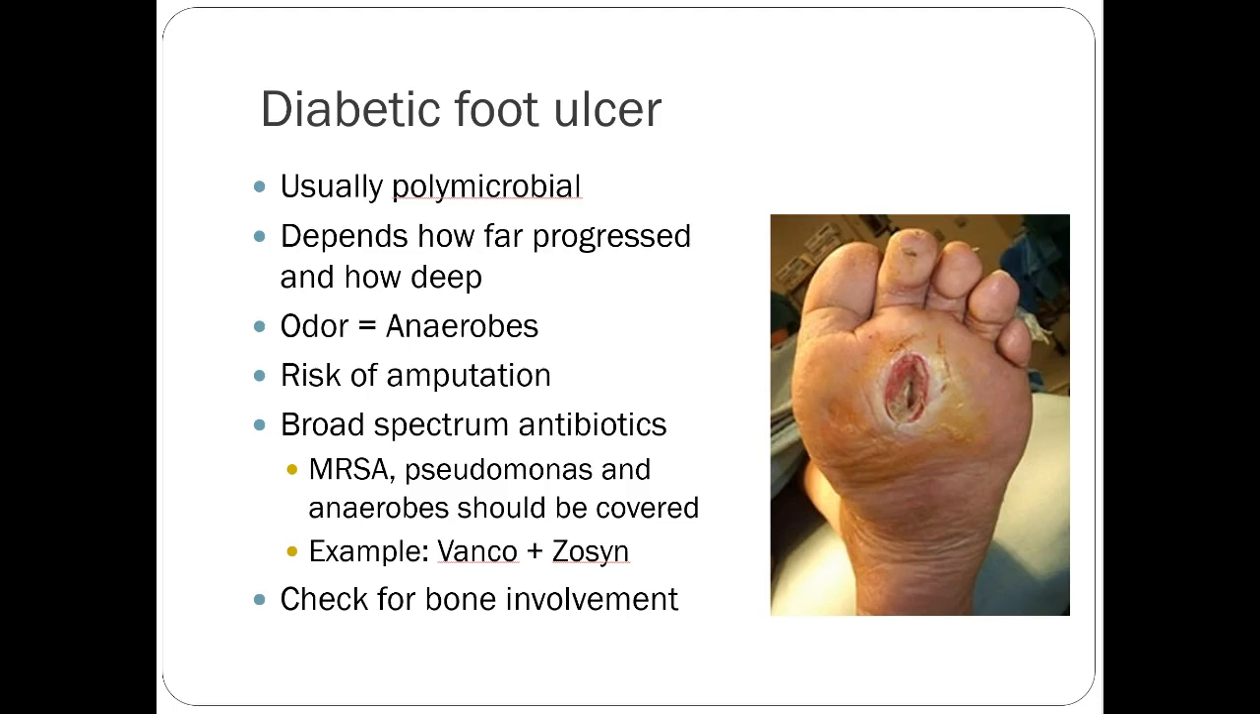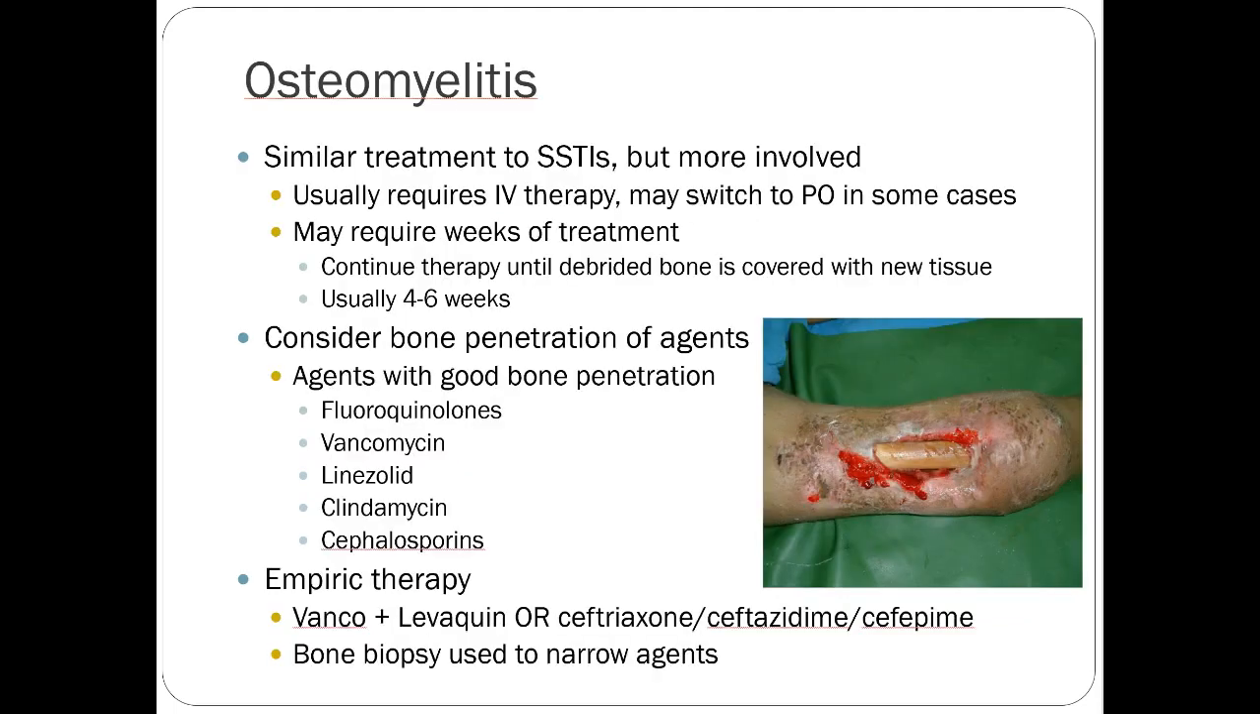Check for bone involvement, and that would lead you to osteomyelitis. Osteo is really similar to skin and soft tissue infections. We just extend the course a lot longer. So osteo treatments usually go 4 to 6 weeks. And the only reason to think about this being a little bit different is that most antibiotics we use short term.